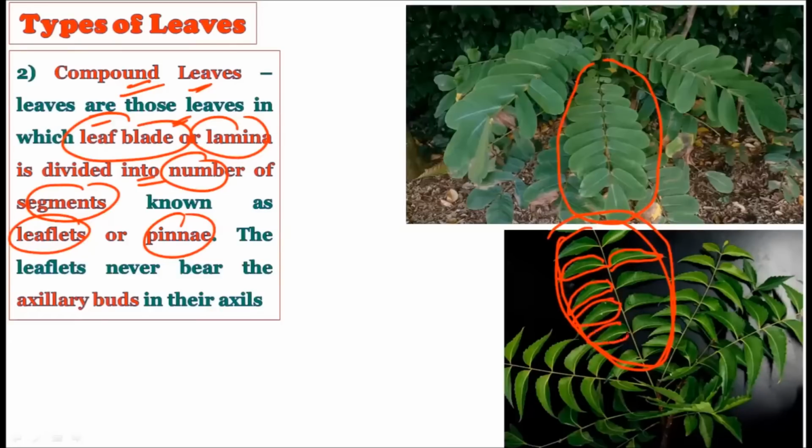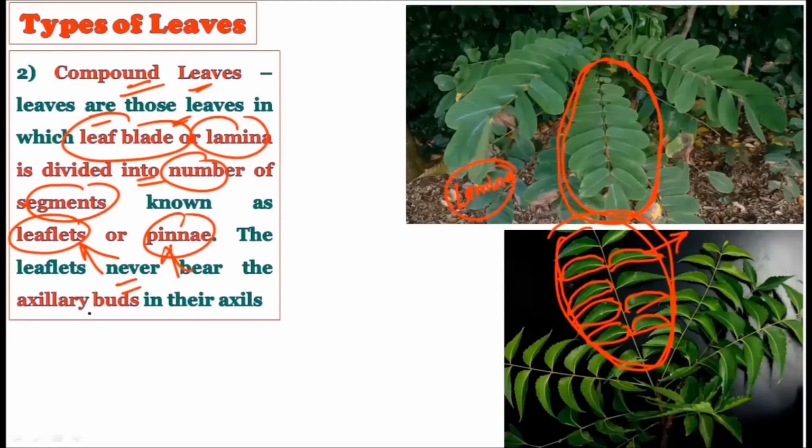These small portions are called leaflets or pinnae. Pinnae or leaflets is the name for these segments which are created out of the common lamina. So whenever the lamina shows incision in it, the leaf is called a compound leaf, and a compound leaf looks like this because many pinnae or leaflets are created out of the single lamina. The small leaves created in this process are called leaflets or pinnae.